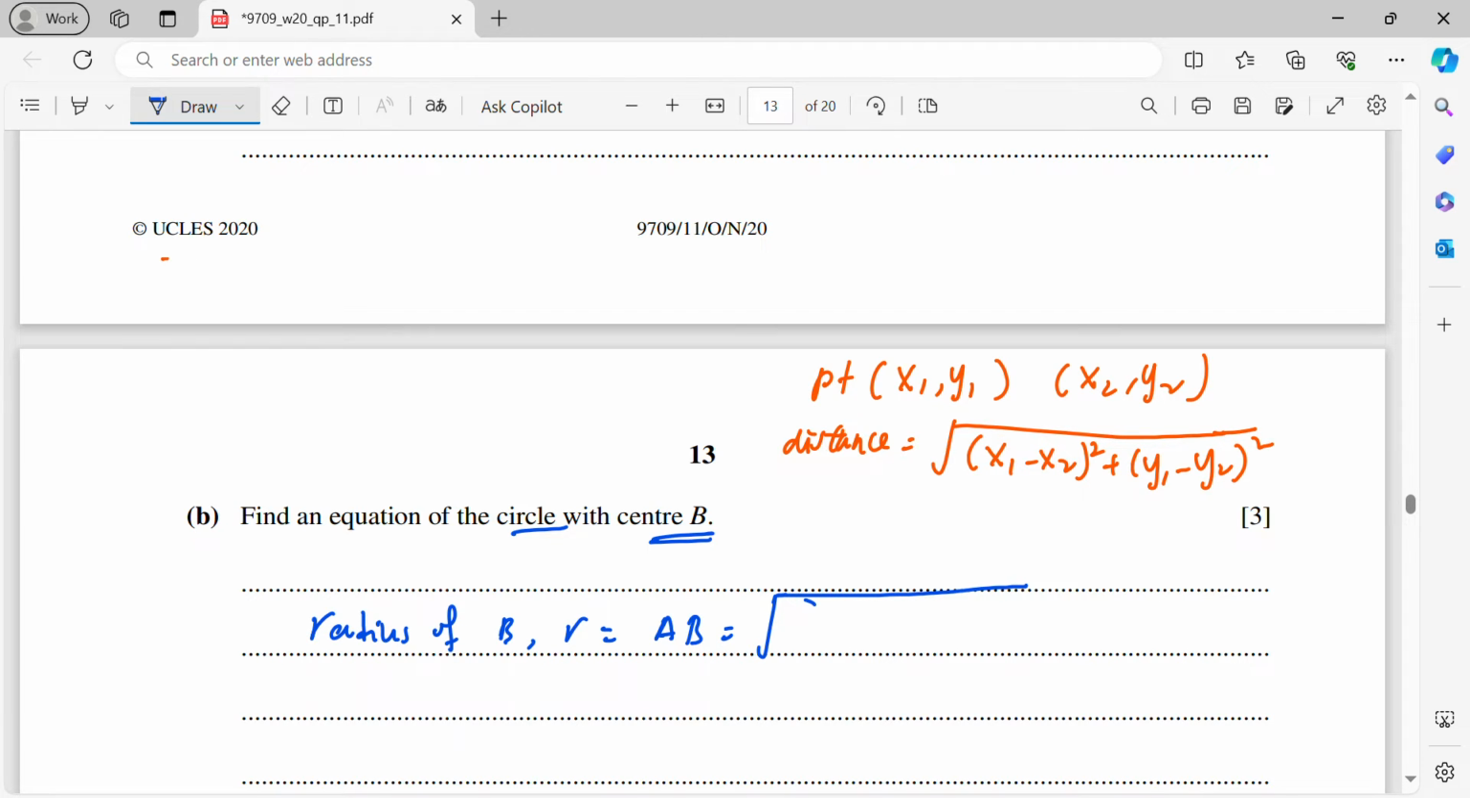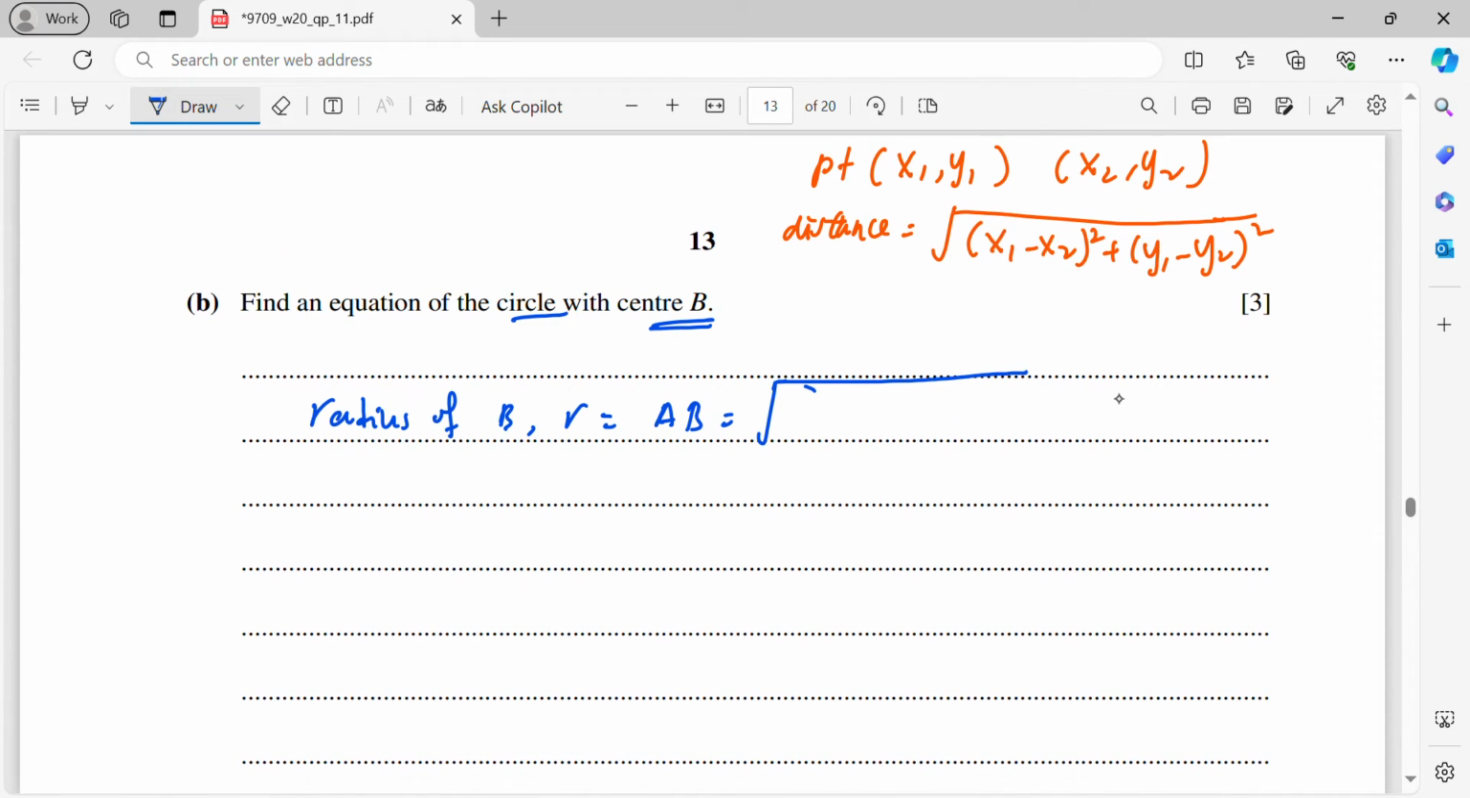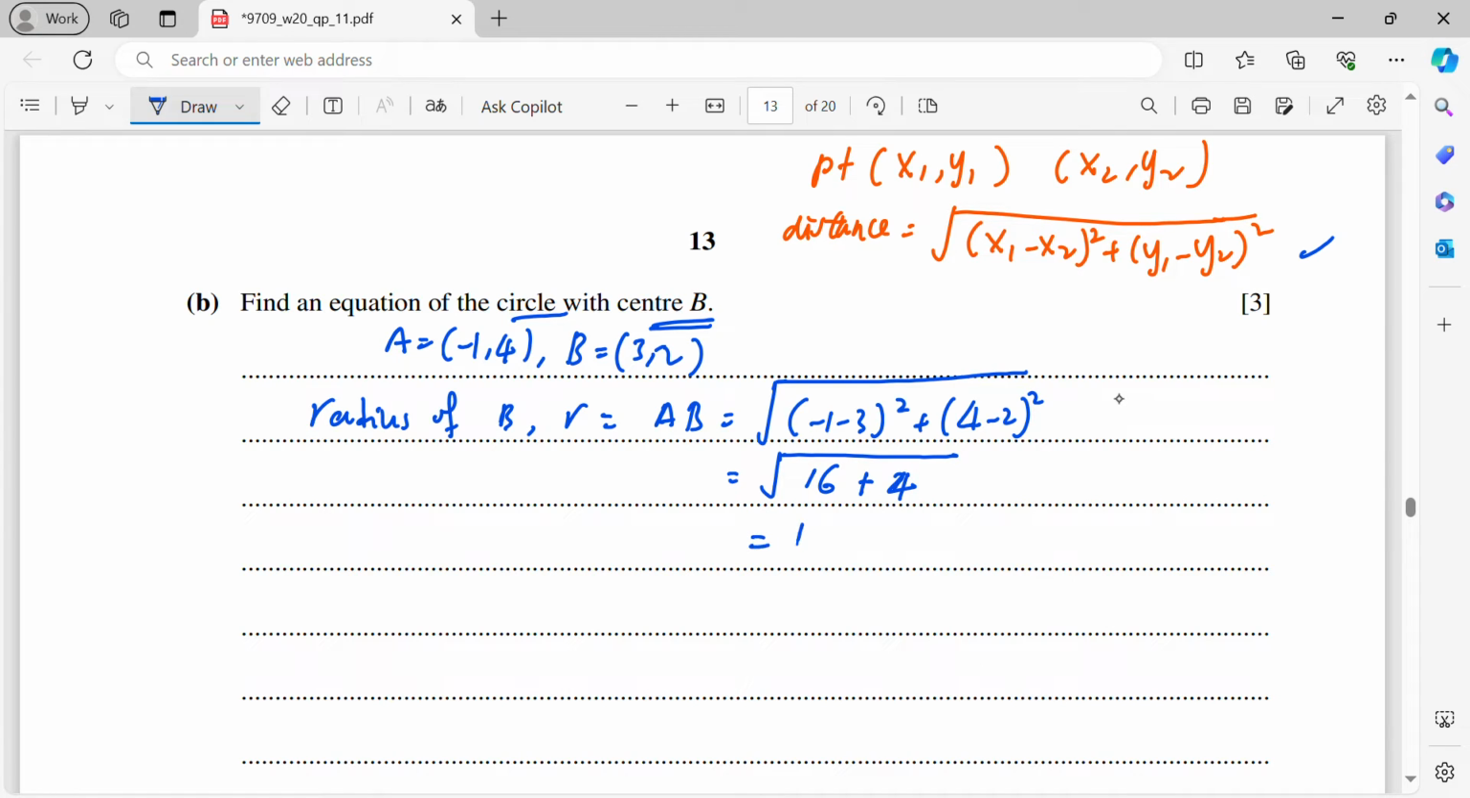So now I will rewrite my points A and B. A is (-1, 4), B with coordinates (3, 2). So now use this formula. It will be the square root of (-1 minus 3) squared plus (4 minus 2) squared. The first one is -4, you square it, it will be 16. Then 4 minus 2 is 2, 2 squared is 4. So you get square root 20.